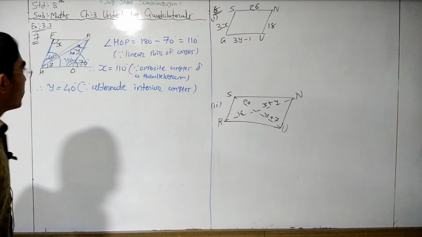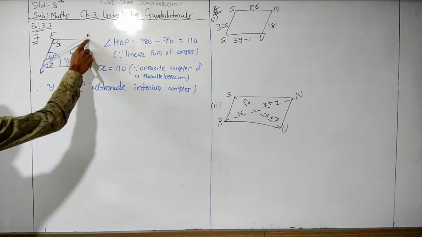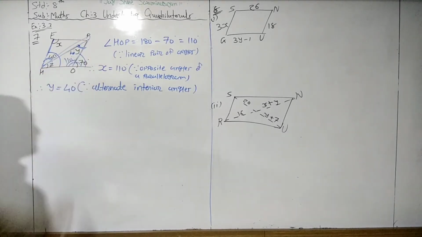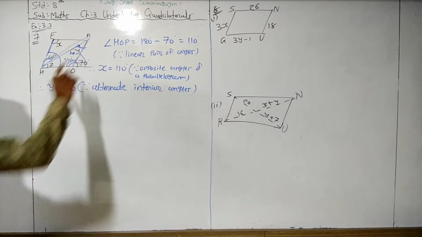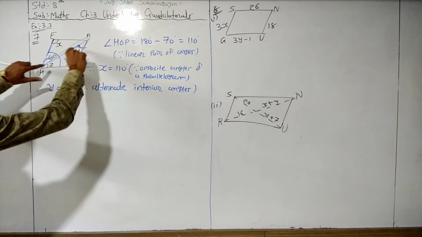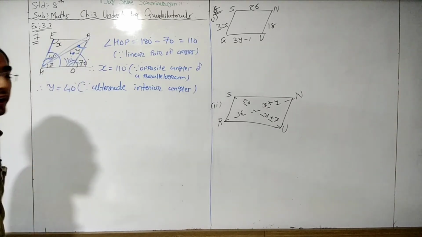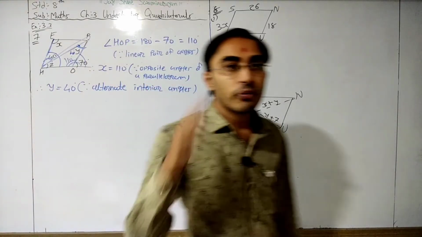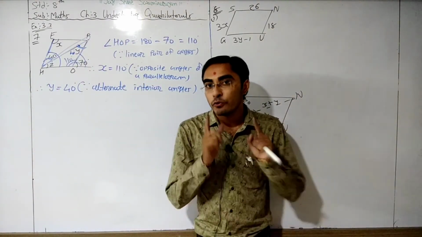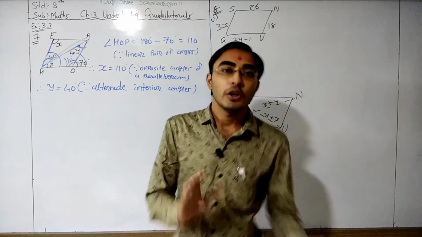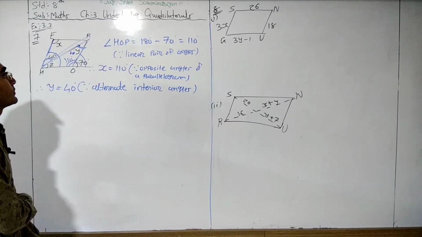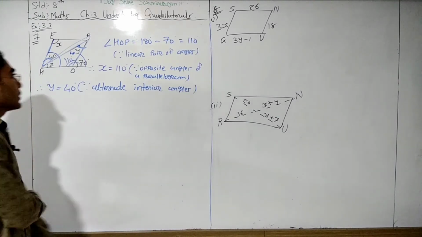One more property we have. For this triangle, we can use the exterior angle property. What is the exterior angle property? Exterior angle 70 is equal to the sum of two interior angles, y plus z. And we already know the value of y. So from here we can find the value of z. Whatever way you want, you can do it. Right now I am going with the exterior angle property for the triangle.